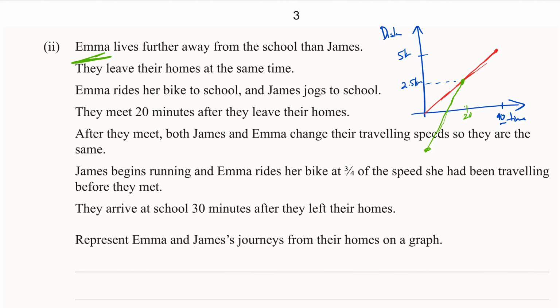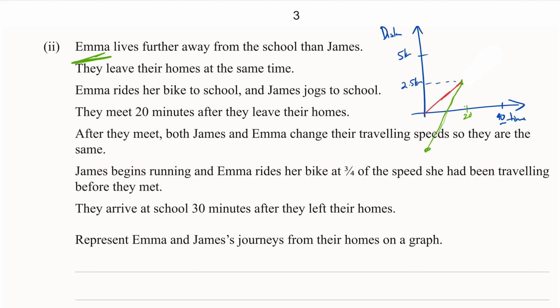All right, after they meet, both James and Emma change their traveling speeds. Because they're changing their traveling speeds, I don't need to worry about this part here, because now they're together. James begins running and Emma rides a bike at 3/4 of the speed she'd been traveling before they met. So whatever this light green line is, she's only traveling now 3/4 of the speed. And they arrive at school 30 minutes after they left their homes.